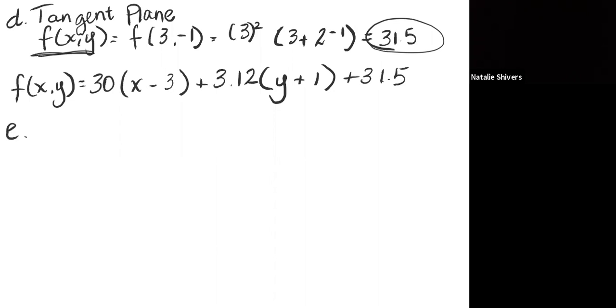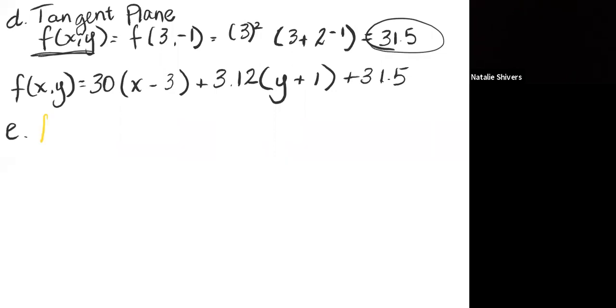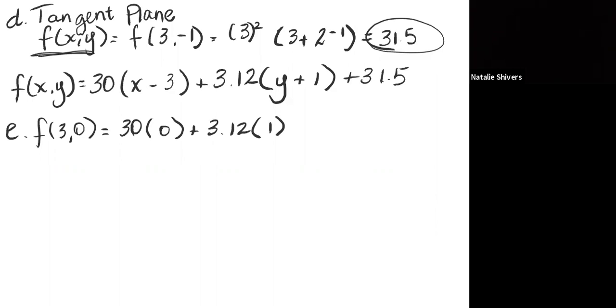Part E is going to ask you to go back. Let's look at our numbers. Here's my friend, 3, 0. We're going to plug that in. That's the last step. So, oh, I don't want yellow. It's hard to see. F at 3, 0 gives me 30 times 3 minus 3, which gives me 0, plus 3.12 times 0 plus 1 is 1, plus 31.5. My final answer is 34.62.